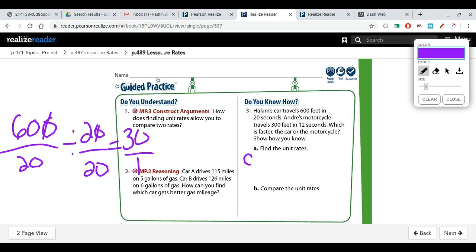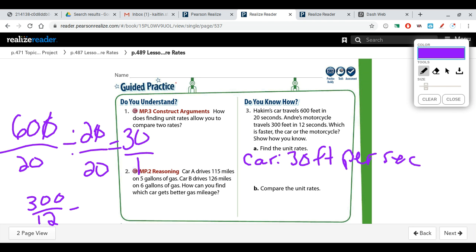So the car is going to be 30 feet per second. And then I just need to find the motorcycle. The motorcycle is going to be 300 feet per 12 seconds. So I'm going to divide both numerator and denominator by 12, and I'm going to get an answer of something over 1. I don't know what 300 divided by 12 is, so I'm going to do my work just off to the side. I'm going to do 300 divided by 12.